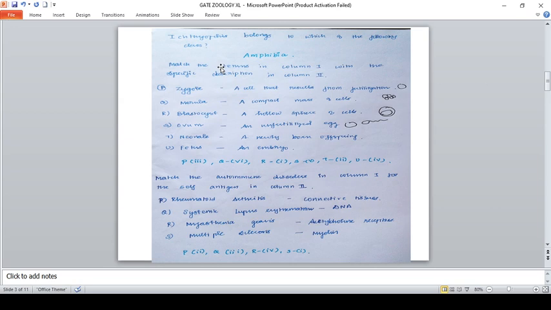Next is the match the following. They have given terms and they ask for the specific description. Zygote is a cell that results from fertilization. Morula is a compact mass of cells. Blastocyst is a hollow sphere of cells. Ovum is an unfertilized cell, and when a sperm fertilizes this ovum, it leads to the formation of a zygote. Neonate is a newly born offspring. Fetus is nothing but an embryo, and the correct option is this.